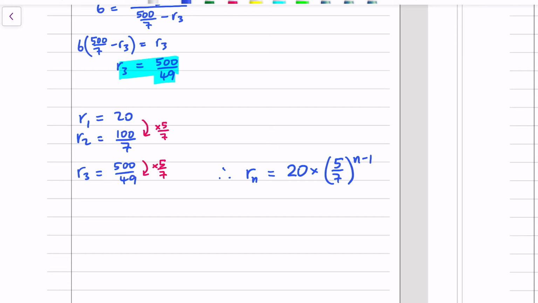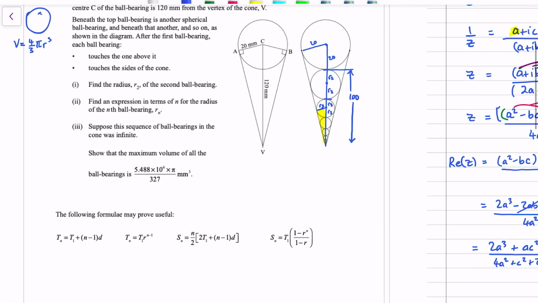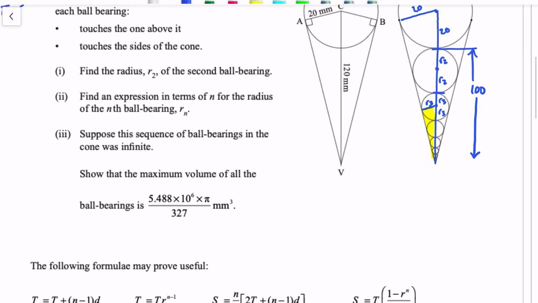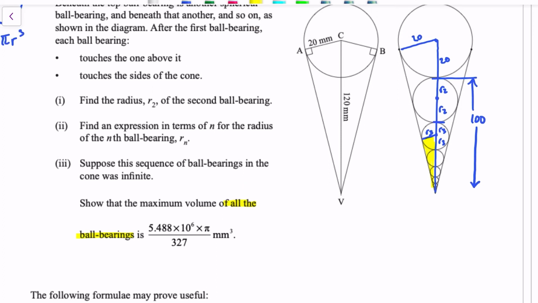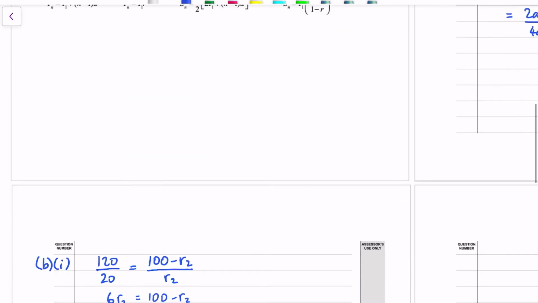Okay, and then the last question: suppose the sequence continues on infinitely. Show that the maximum volume of all of the ball bearings is equal to that. So that means the total volume. Obviously the maximum volume of an individual ball bearing is just the top one, which we could go 4/3 times pi times 20 cubed. But this is talking about the total volume of all of the ball bearings. So we need to add up these numbers.